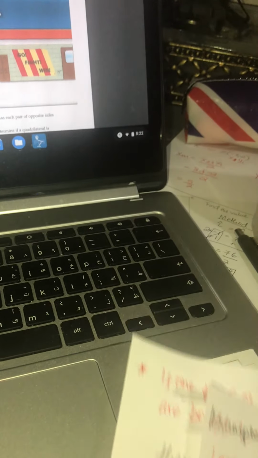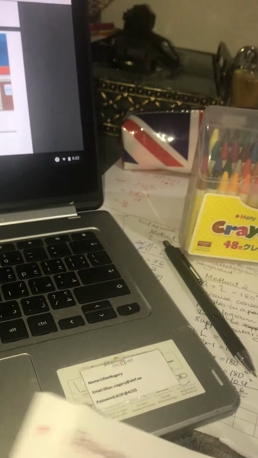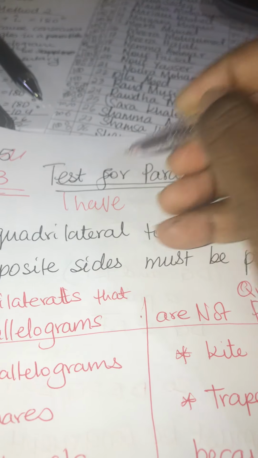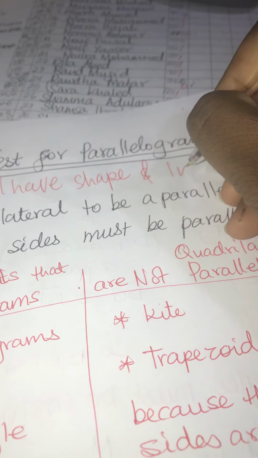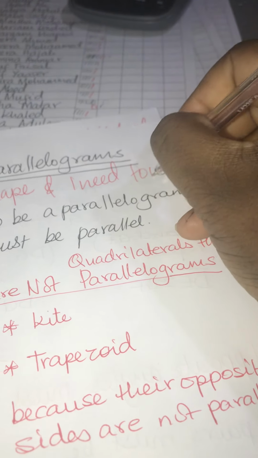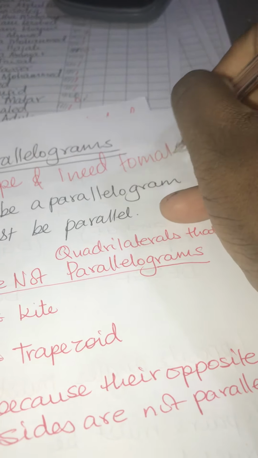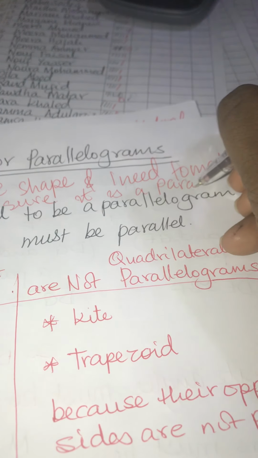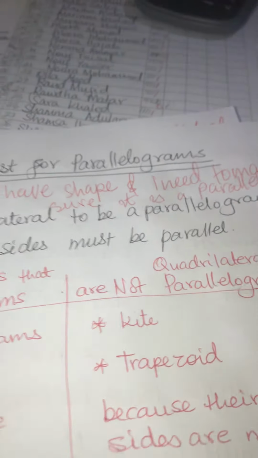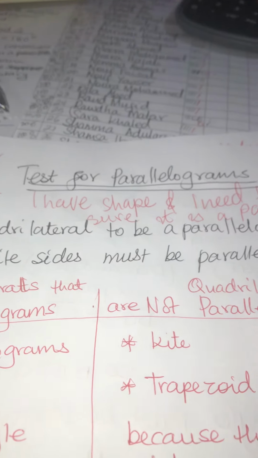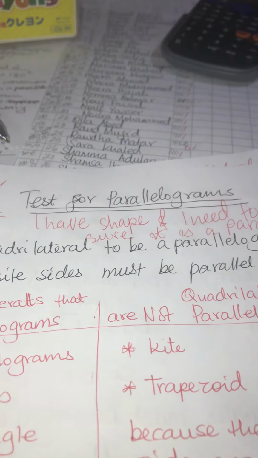What does that mean? You have been given a shape. They tell you to check if it is a parallelogram. That's what this means. I have a polygon or a shape, and I need to make sure it is a parallelogram. That's what I'm doing in this lesson. I'll be given a shape, and they'll tell me, determine if this shape is a parallelogram.